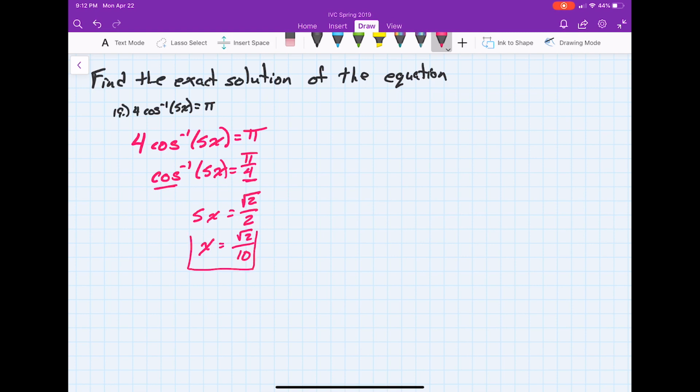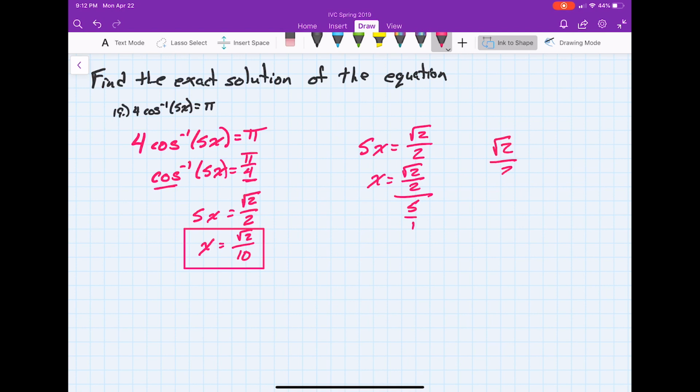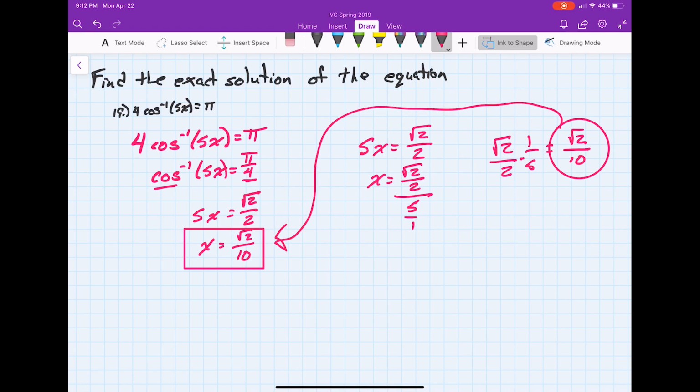And since I did that step kind of fast, there's my box. But since I skipped a step, I did a step in my head. Just to show you, 5x is equal to square root of 2 over 2. Technically, this would be x is equal to square root of 2 over 2 divided by 5, which is really 5 over 1. Then we flip those over and multiply by the inverse. So square root of 2 over 2 times 1 over 5 equals square root of 2 over 10. And that's where I got that answer right over there.